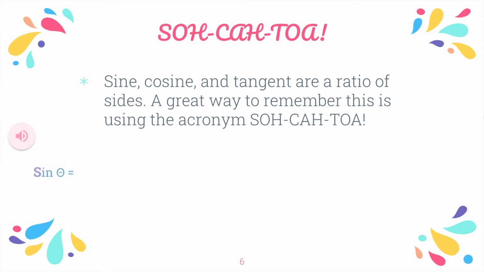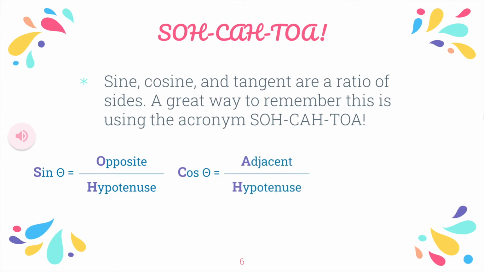Firstly, we can take a look at sine. Sine of the angle, being theta, is equal to my opposite side over my hypotenuse. Cosine of the angle, in this case theta, is equal to my adjacent side over my hypotenuse. And lastly, tan theta, or my angle, is equal to the opposite side over the adjacent side.